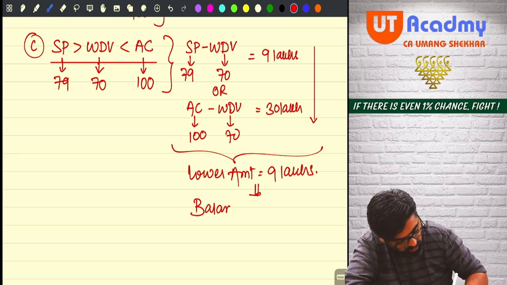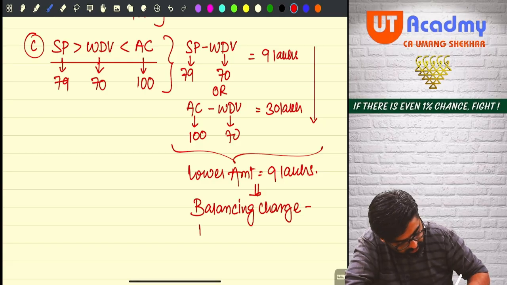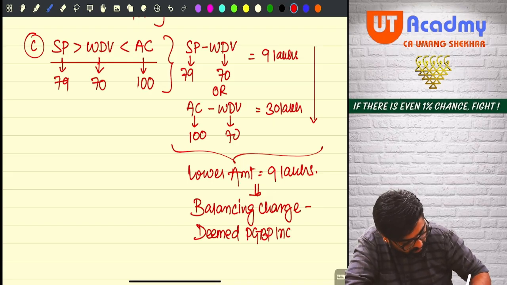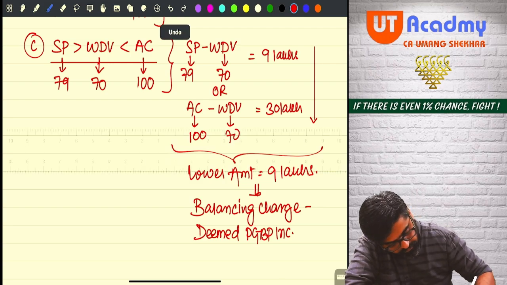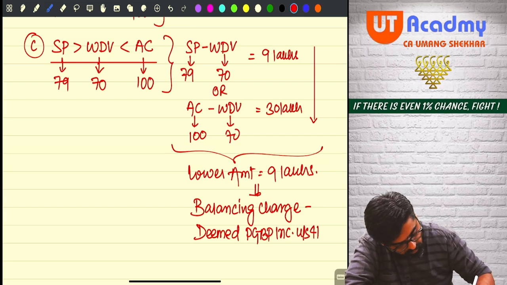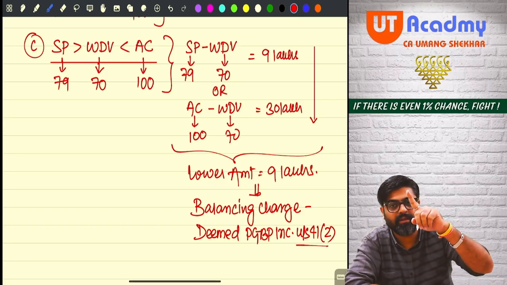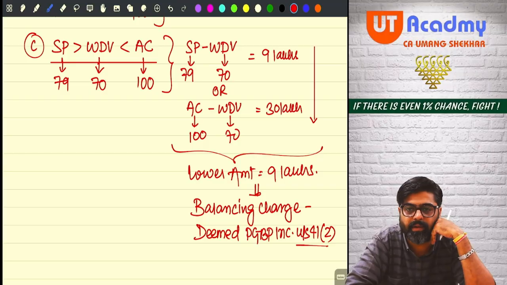So out of 30 lakh, the 9 lakh which you have recovered will be treated as your balancing charge. What you will call this amount? Balancing charge, and this is treated as your deemed PGBP income as per section 41(2). As per 41(2), this balancing charge will now become your deemed PGBP income. Will you remember this? Sure.